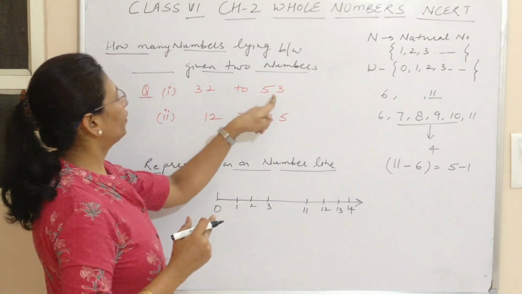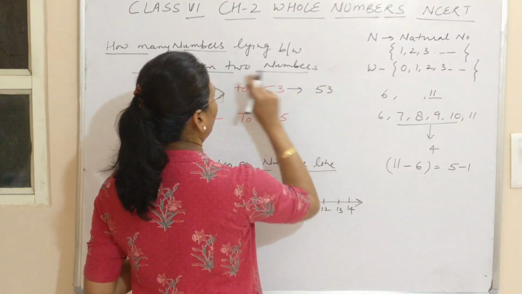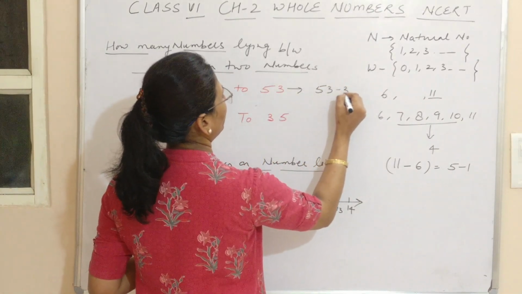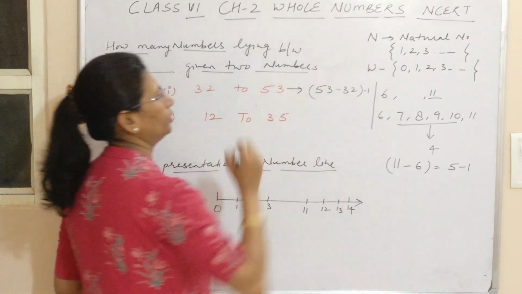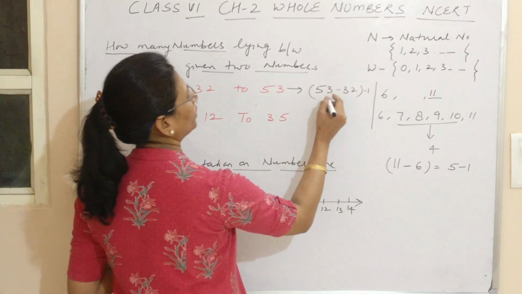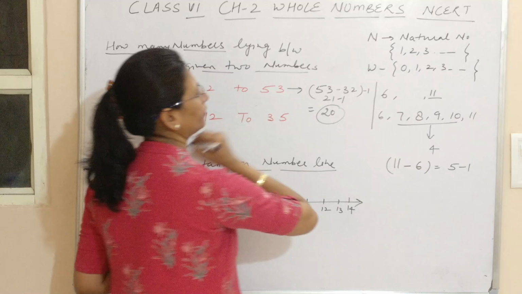Same way, 32 and 53, how many numbers are lying between? I am not writing that statement. You can write 53 minus 32 minus 1. We can do this. So the difference is how much? 21, minus 1, that is we have 20 numbers lying.